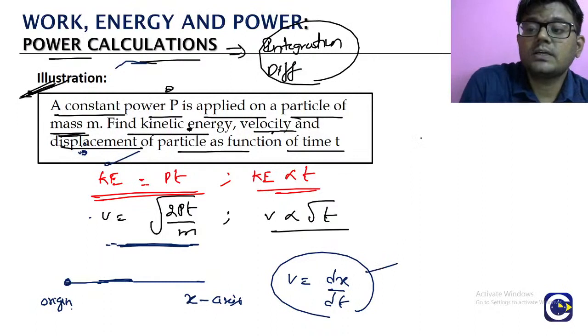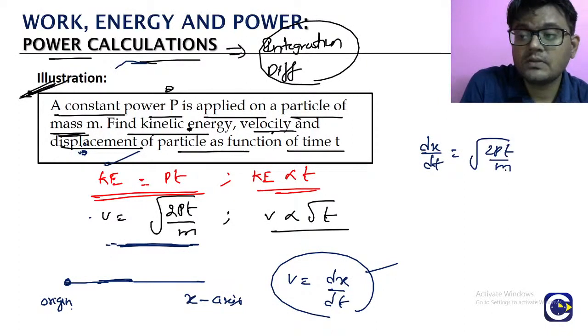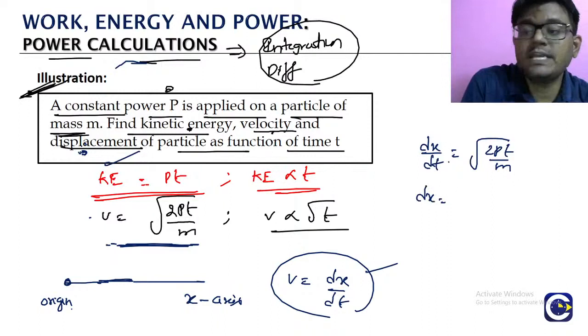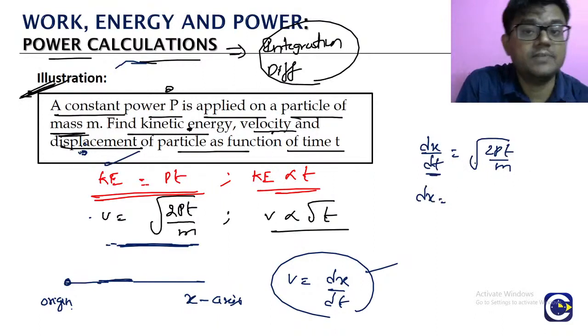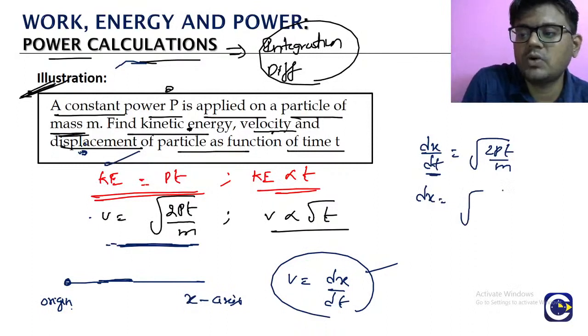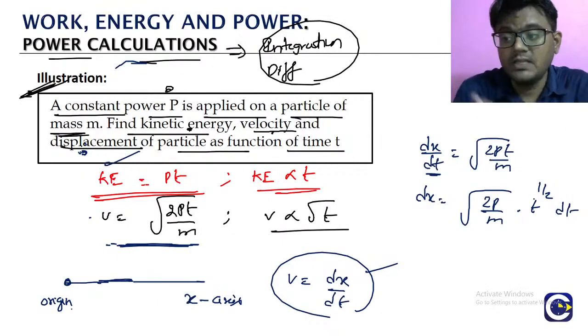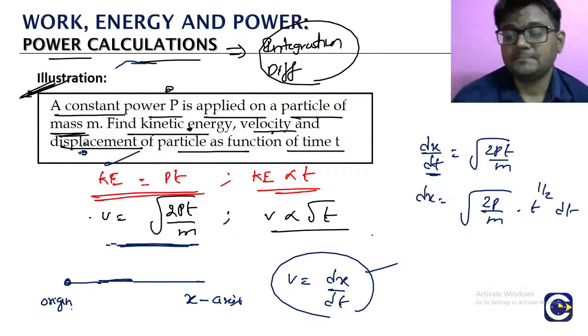Now look at this. The velocity is the rate of change of position. What is the velocity function? Root 2pt by m. If you rearrange the variables, we have x as one variable and time as the other. dx is equal to root 2p by m into t power half dt. Why are we separately writing t power half? Because that is the variable part. Root 2p by m is a constant.